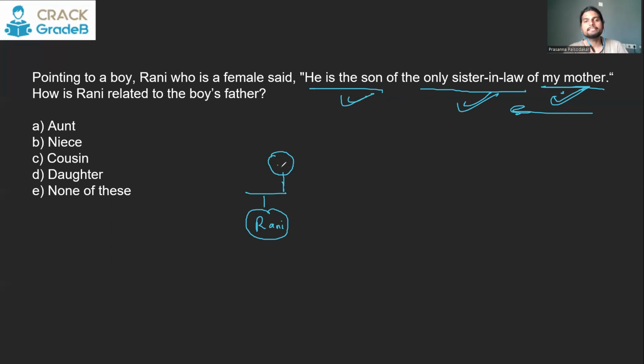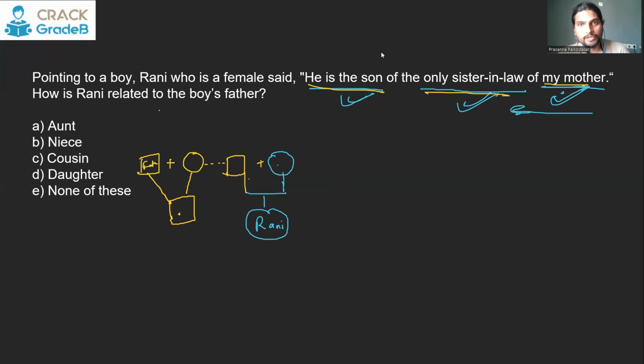So mother's only sister-in-law means mother's husband's sister. So my mother's only sister-in-law's son, he is the son of that person. How is Rani related to the boy's father? So that boy's father, how is Rani related to him? So he is the father.